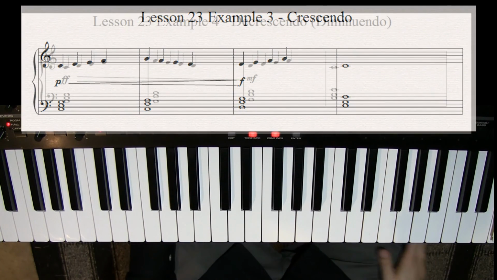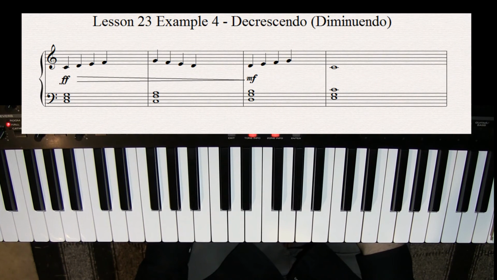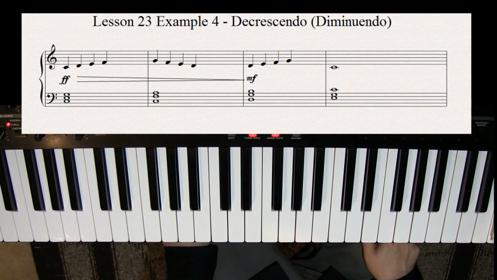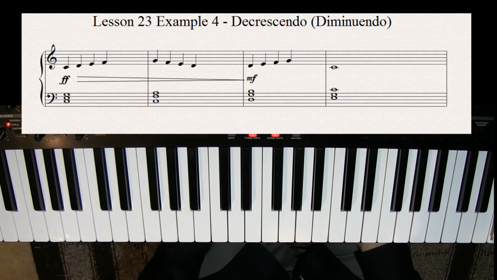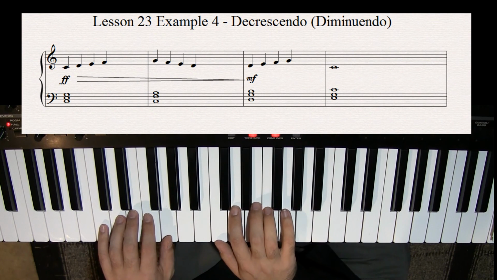Here we go. Example 4, decrescendo or diminuendo. So here we have fortissimo in the beginning, very loud. And then we're getting down to about mezzo forte, so kind of medium loud. We're not getting to piano or pianissimo. So there's not going to be a huge difference, but there is going to be one. So here we go.